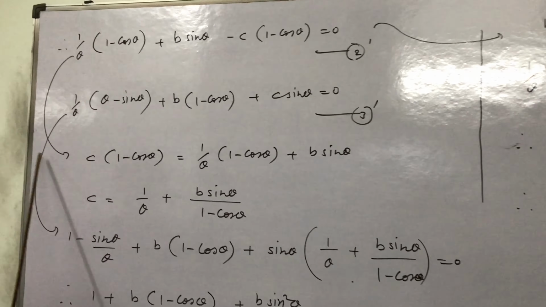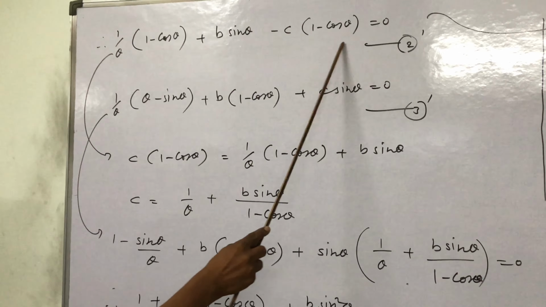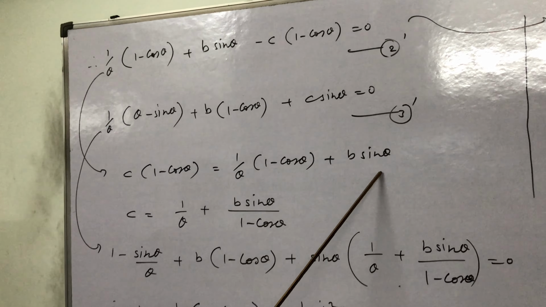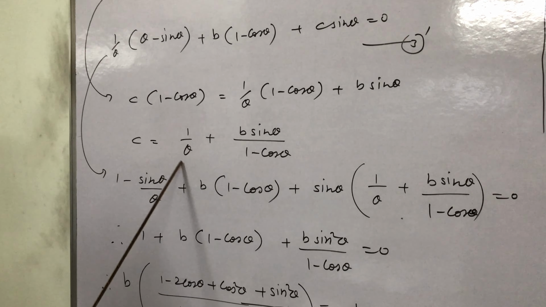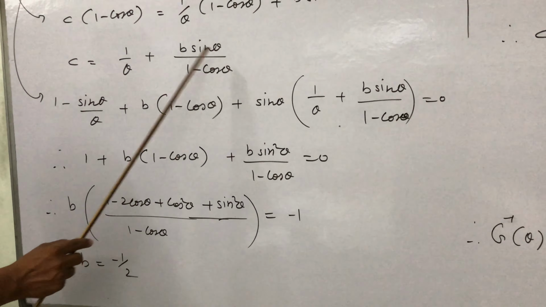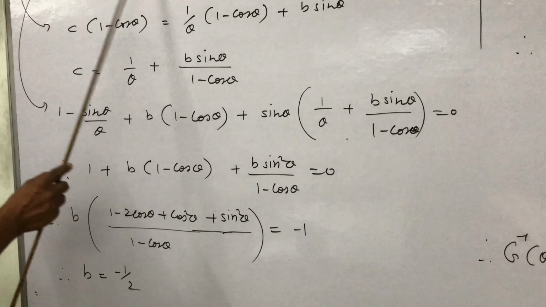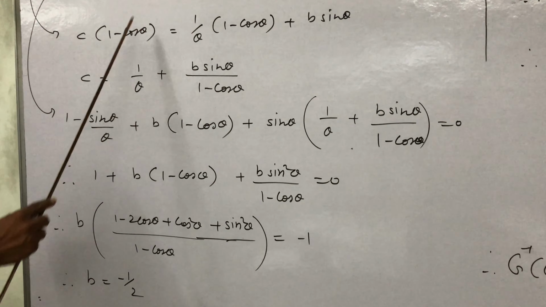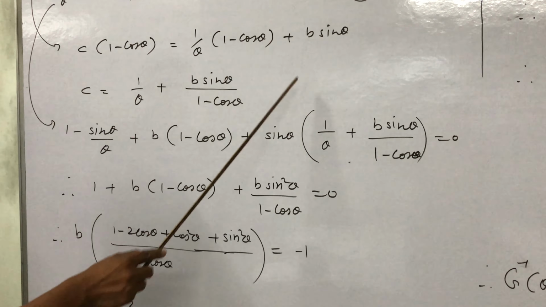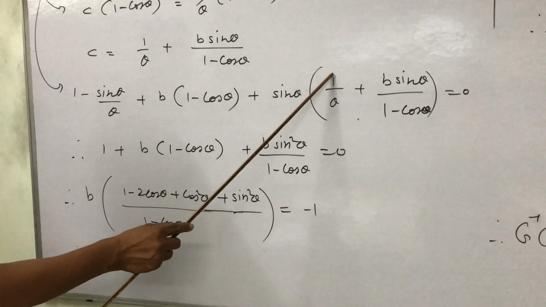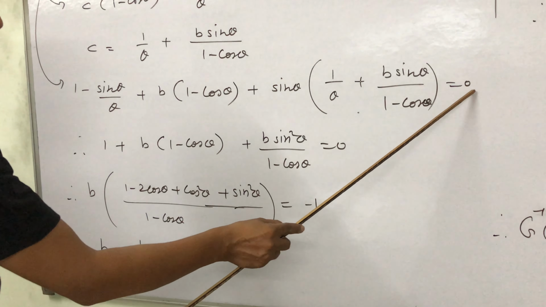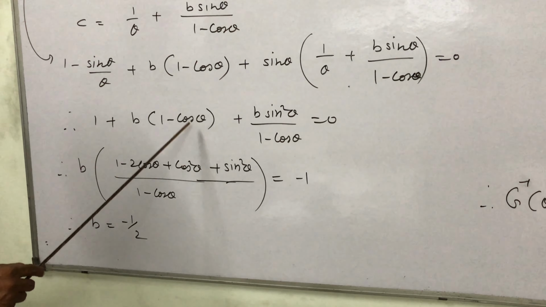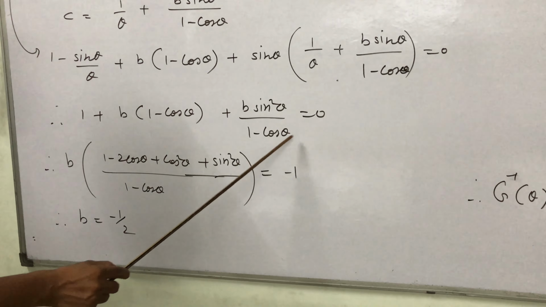Now from this, isolating C into 1 minus cos theta here, so 1 by theta into 1 minus cos theta plus B sin theta. So isolating C, we get 1 upon theta plus B sin theta upon 1 minus cos theta. Now substituting this in equation 3, 1 by theta into theta is 1 minus sin theta by theta plus B into 1 minus cos theta plus sin theta into C. C is this. So 1 by theta plus B sin theta upon 1 minus cos theta equal to 0. 1 minus sin theta by theta cut out. So 1 plus B into 1 minus cos theta plus B sin square theta upon 1 minus cos theta is 0.